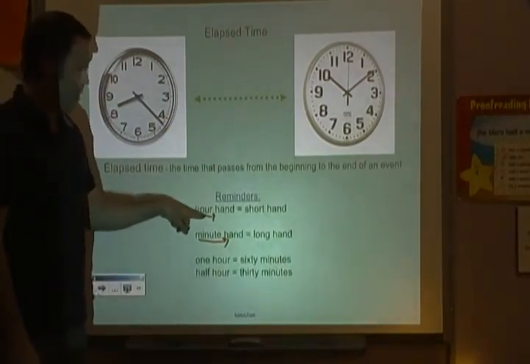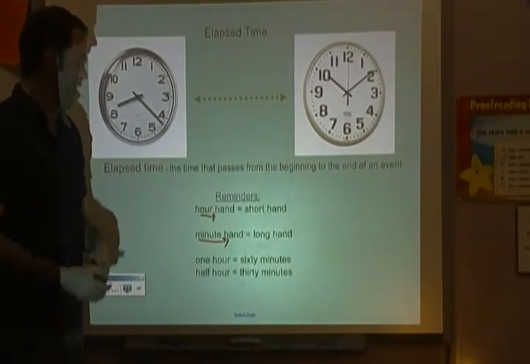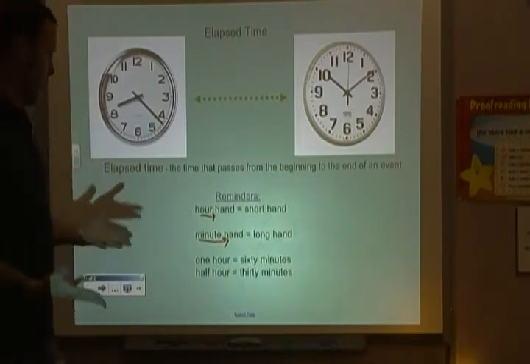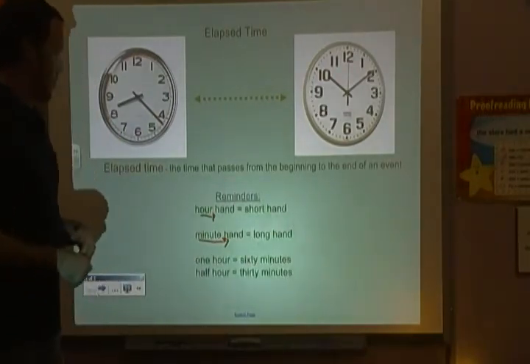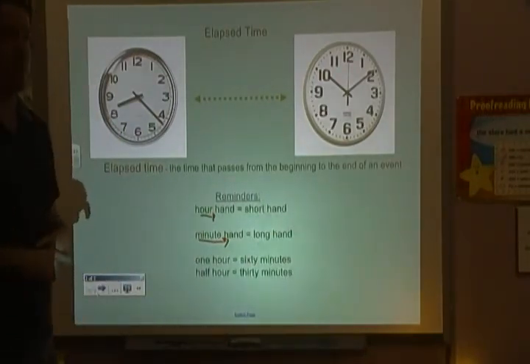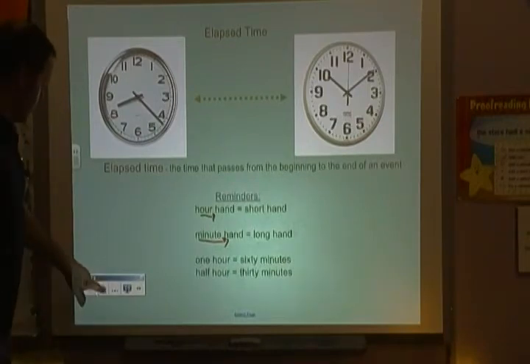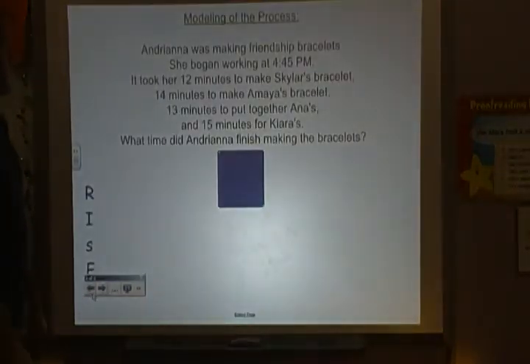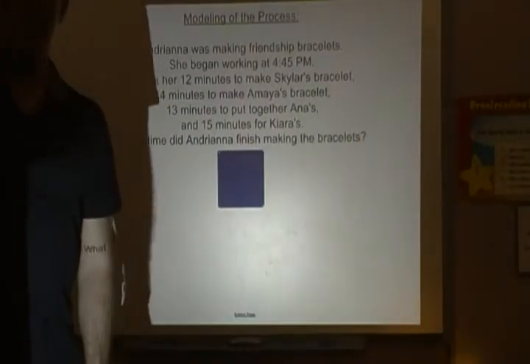Reminders: hour hand is the shorthand, minute hand is the long hand. Think, hour is the shorter word, it's the shorter hand. And 1 hour equals 60 minutes, half hour equals 30. So I'm going to jump past a few slides. And there we go. So, modeling of the process.